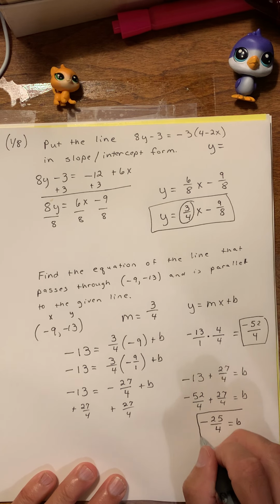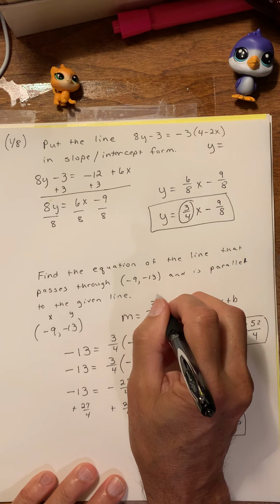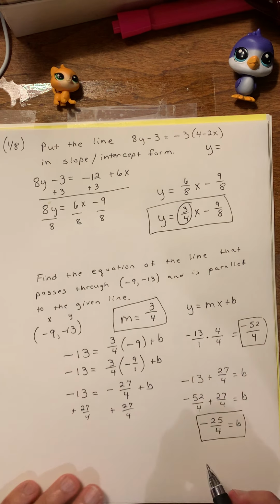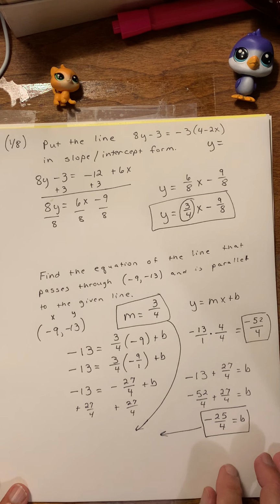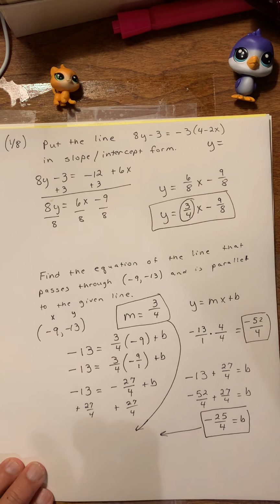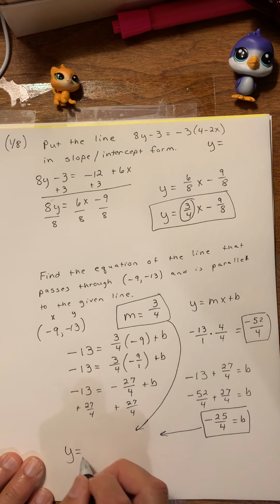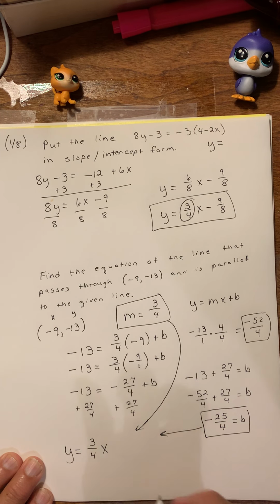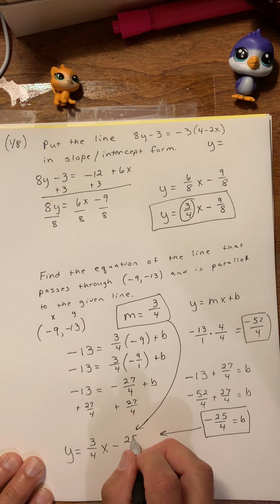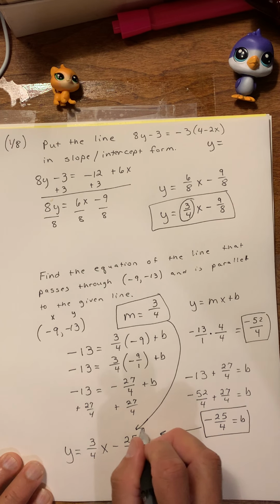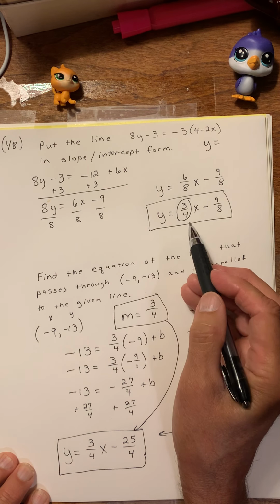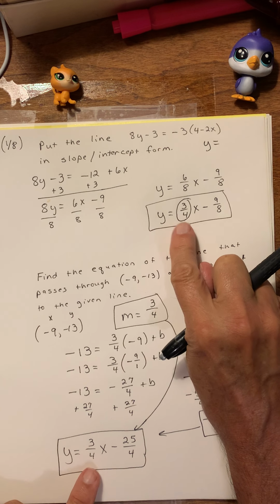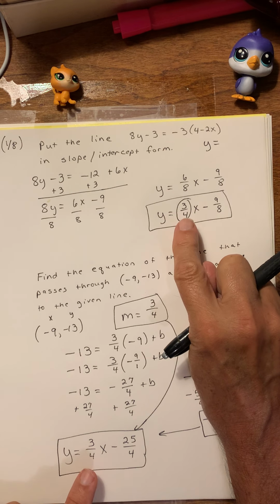I have the y-intercept. I've got the slope. Slope and the y-intercept is all I need to put an equation in slope-intercept form. So my equation, y equals mx plus b. Once again, we used the fact that my line is parallel to this line, therefore they have the same slope. That's the concept.